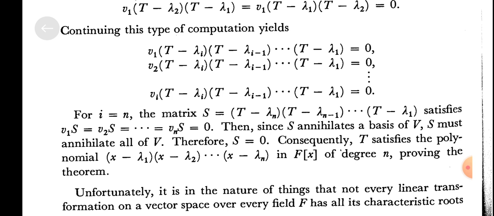Consequently, T satisfies the polynomial (x minus lambda 1)(x minus lambda 2) and so on (x minus lambda n), which is equal to 0, where we replace T by x. We get the above equations, telling that T satisfies a polynomial of degree n. Hence, it is proved.